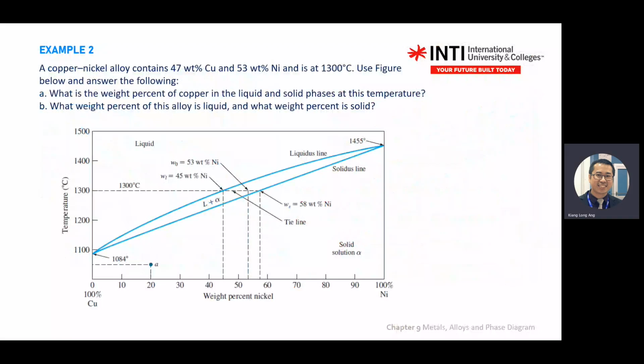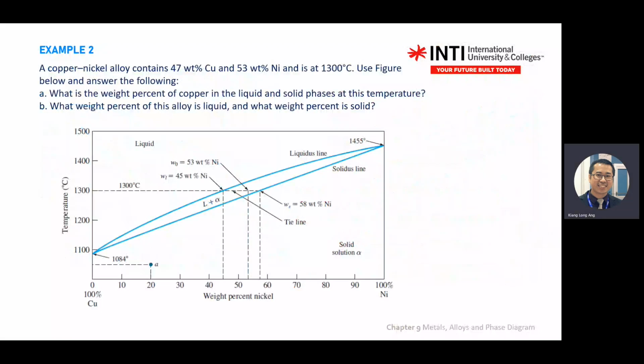Same procedure. You just draw a straight line. Then draw down, draw down, draw down to get the percentage. Okay, I just illustrate with one temperature. The question is always fixed at one temperature when it comes to a phase diagram. So here, if it is fixed at 1300 degrees C, and it tells you the alloy content is 47% copper and 53% nickel, you need to find where this point is.